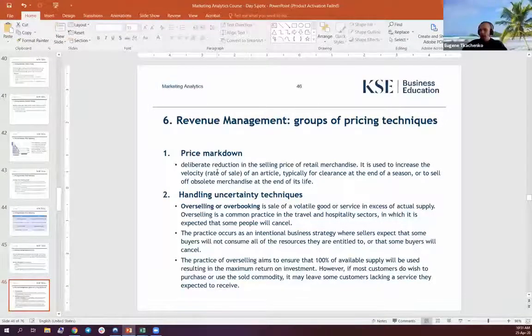Deliberately reducing the selling price of retail merchandise over time, for example, because of clearance. Let's say we are working in the fashion industry and we are selling a winter collection. Right now we are approaching the end of the season, so in order to sell all our inventories, we need to have a season sale. Once we get rid of old inventories, we are able to bring new inventories in because the season is changing.